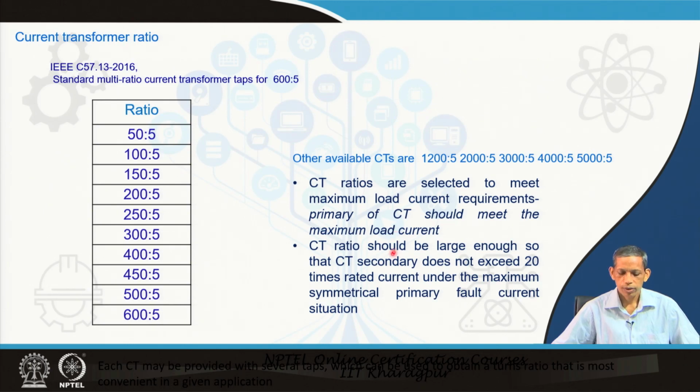CT ratio should be large enough so that the CT secondary does not exceed 20 times rated current under the maximum symmetrical primary fault current. It means that for fault conditions the CT secondary should not go beyond 20 times its rating. That is a guiding factor, and accordingly the CT ratio should be selected for a given system.